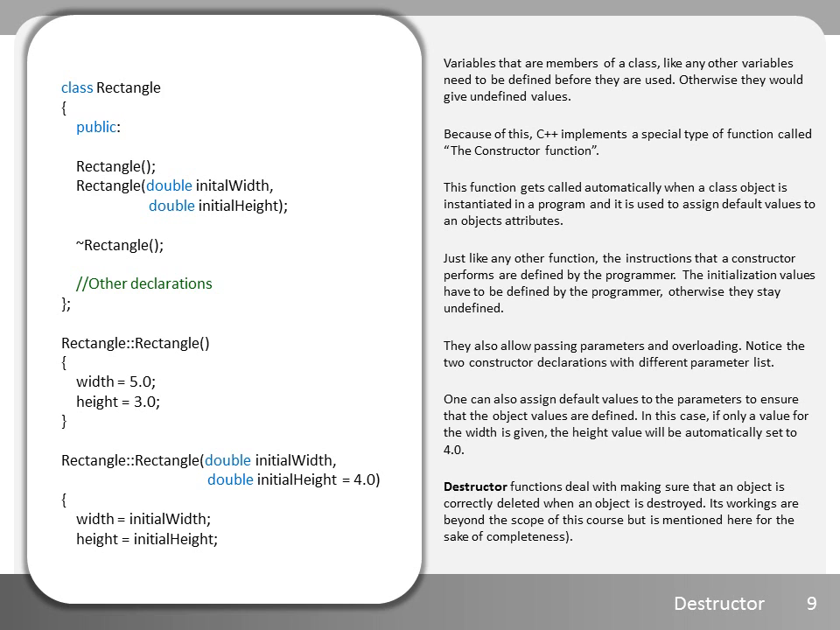The function below these, which only has a tilde followed by the name of the rectangle class, is called a destructor function. Destructor functions deal with making sure that an object is correctly deleted when it is destroyed. Its workings are beyond the scope of this course, but it is mentioned here for the sake of completeness. Constructors and destructors are not mandatory, but are always good practice to avoid errors in your programs.